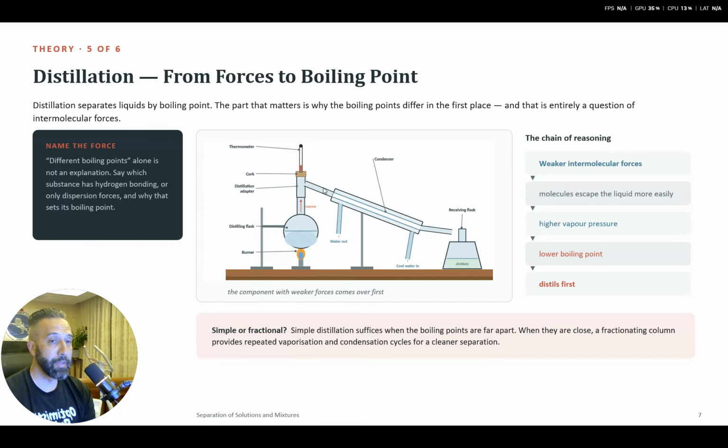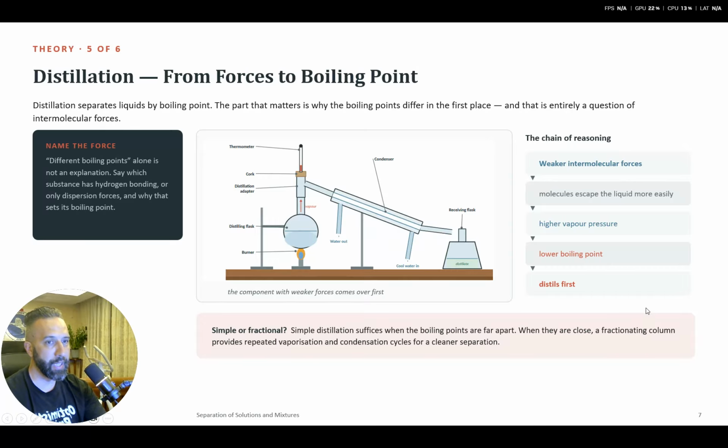You don't have to return the distillate if you have a fractional distillation column. A fractional distillation column is used in oil refineries, and what it does is basically return the distillate back into distillation multiple times without you physically having to do it.